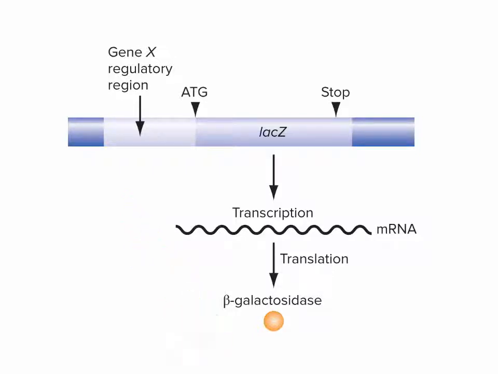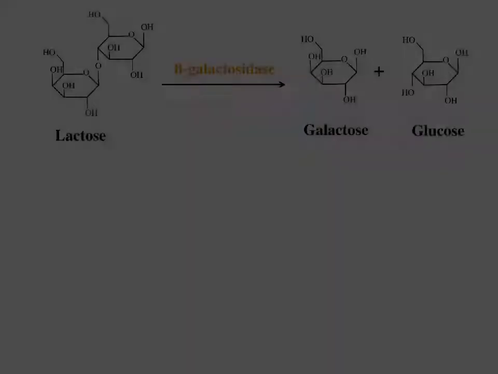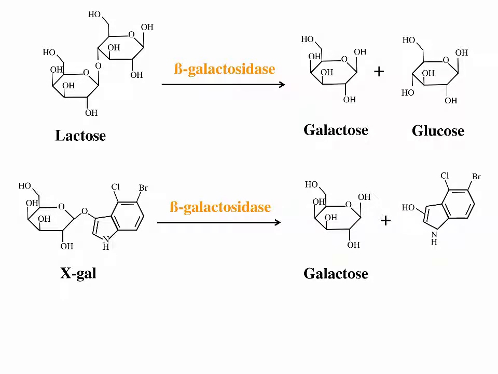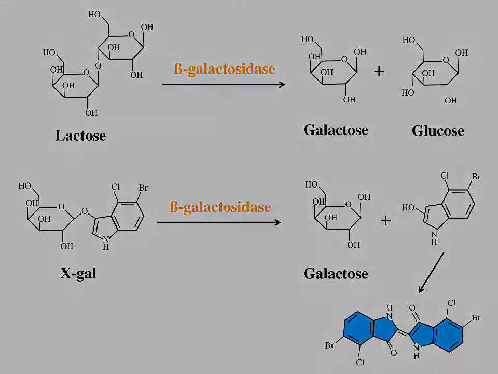The LAC-Z gene is used in reporter gene constructs because it's easy to tell whether or not a bacterial colony is making beta-galactosidase just by looking at it. The normal substrate of beta-galactosidase is the sugar lactose, which beta-galactosidase breaks down into galactose and glucose. However, beta-galactosidase can also use this molecule called X-gal as a substrate. Beta-galactosidase breaks down X-gal into galactose and another molecule that oxidizes to produce a blue precipitate.